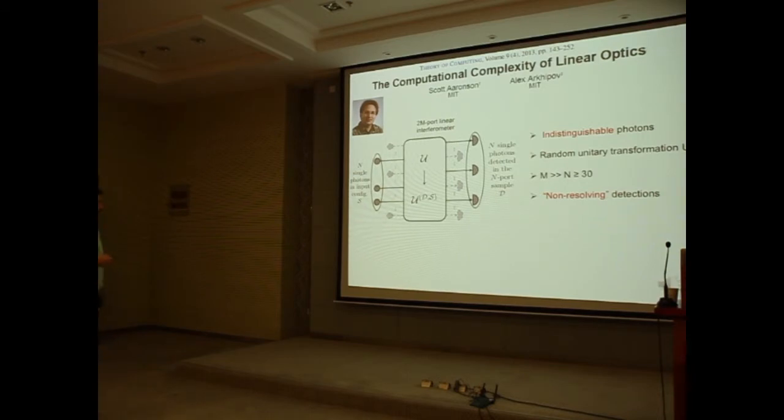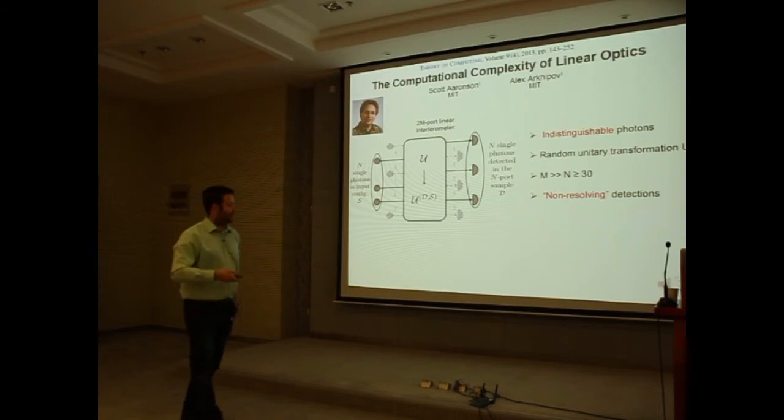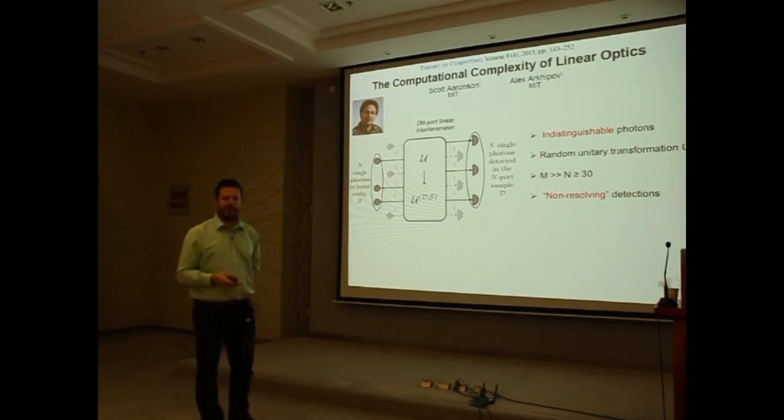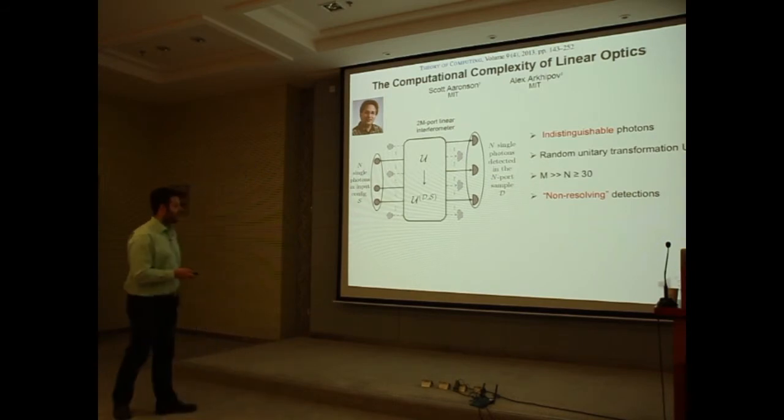What are the requirements for this problem? First of all, indistinguishable photons. I need to have a random unitary transformation group. I need to have a number of total channels capital M much larger than the number of occupied channels. And I start to see that things get complicated classically if I go larger than 30, right? And the other thing is we use non-resolved detection. When I say non-resolved detection, I'm just saying where the photons are coming out. I don't care about their polarization, don't care about their time. That's the problem defined by Aaronson and Arkhipov.